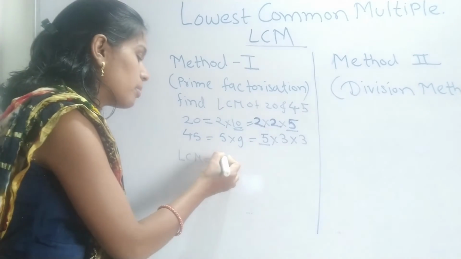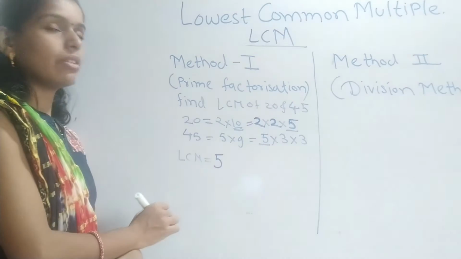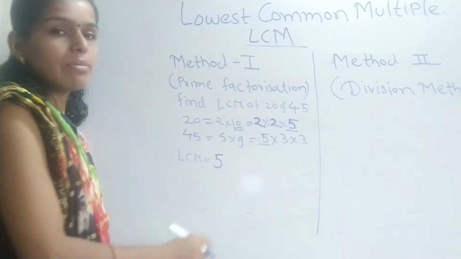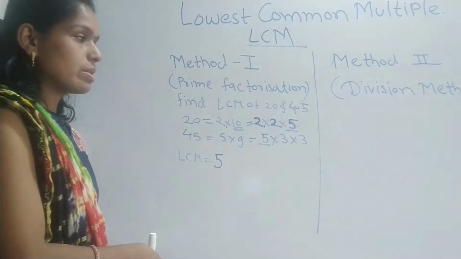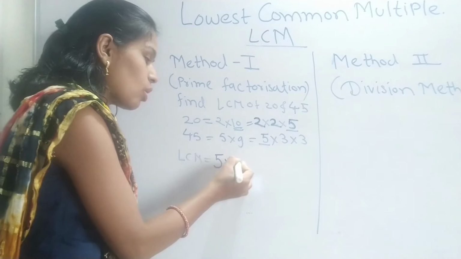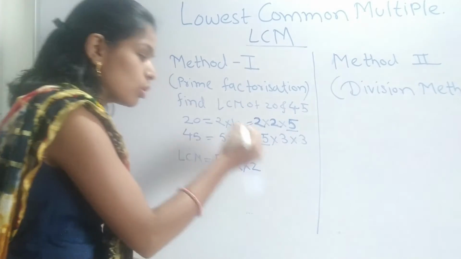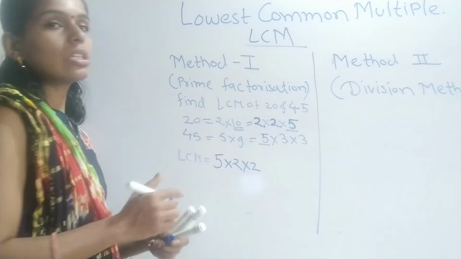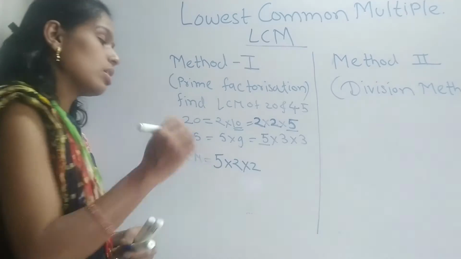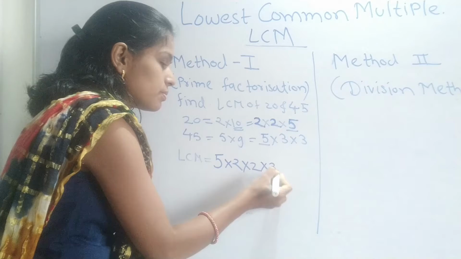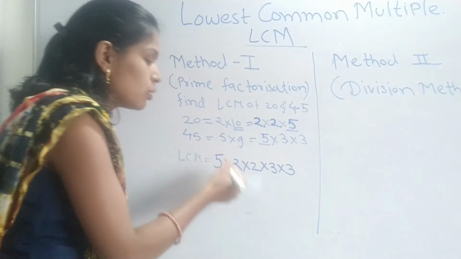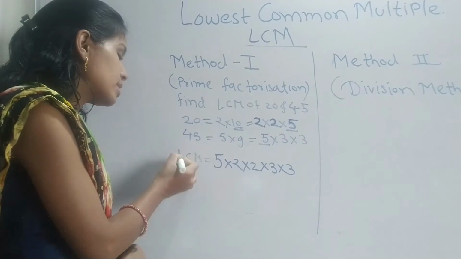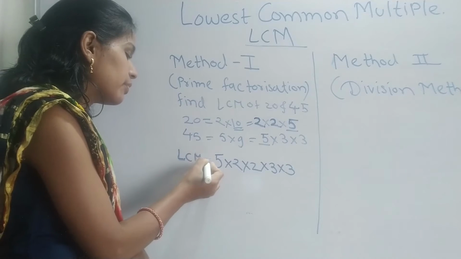Now see here, the common factor is 5, which I am writing once only. Then 2 occurs 2 times uncommonly, so I am writing that 2 times. Also 3 occurs 2 times, so I am writing this 3 2 times. Now multiply these. You will get the LCM of the numbers 20 and 45.